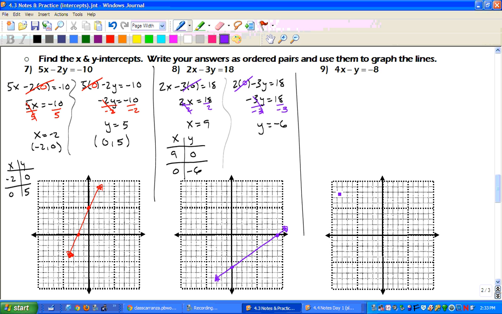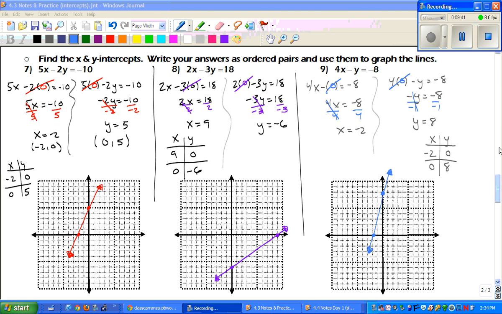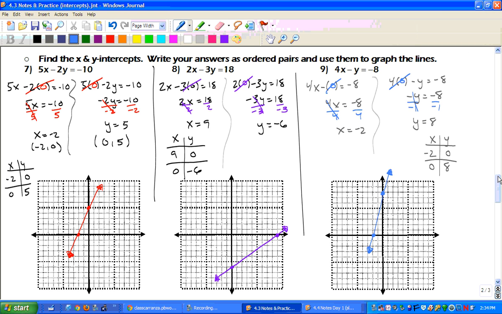All right, for number 9, you guys are all on your own. Pause the video and let's see how you do. Okay, and there you go. So just remember that when it's just -y, the y is not by itself. You have to divide by -1.